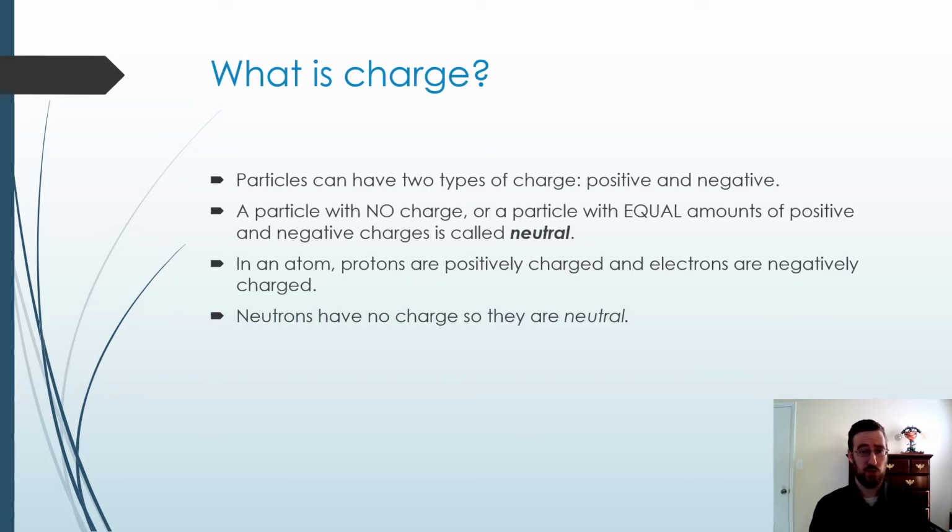So what is charge? Particles can have two types of charge, positive or negative. A particle with no charge or a particle with equal amounts of positive and negative charges is considered neutral. In an atom, protons are positively charged and electrons are negatively charged. Neutrons have no net charge, so they are neutral, hence the term neutron.